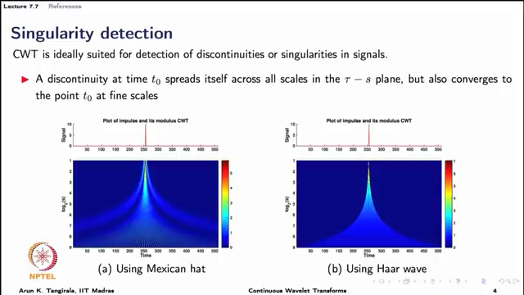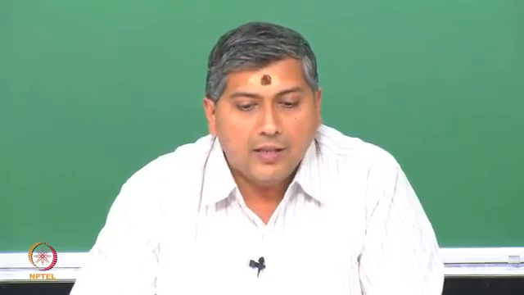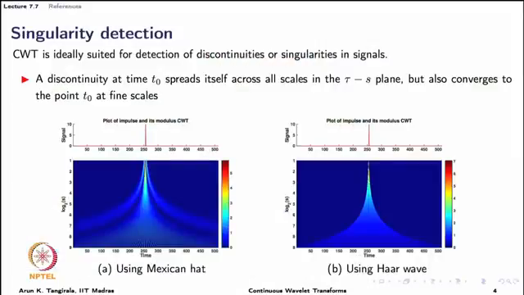The first or the second in the line is the singularity detection. As I mentioned, this is a very widespread application in many fields, not just in engineering, but everywhere. What is essentially singularity? Essentially, it is a discontinuity, and we already know through our wavelet analysis that a discontinuity at time t naught in a signal spreads itself across all scales in the time scale plane.